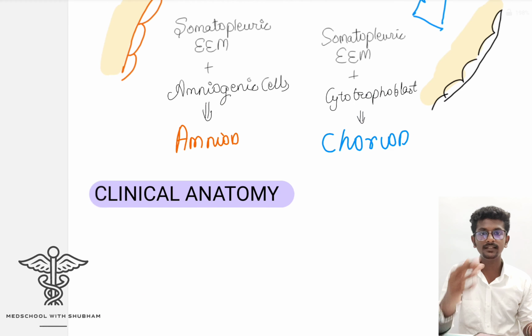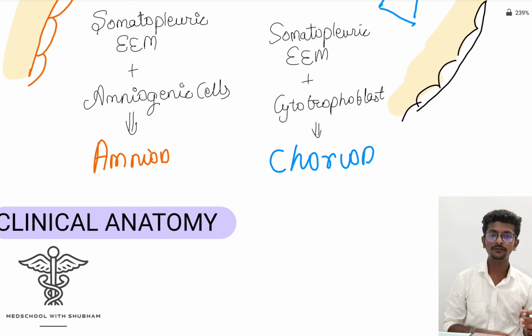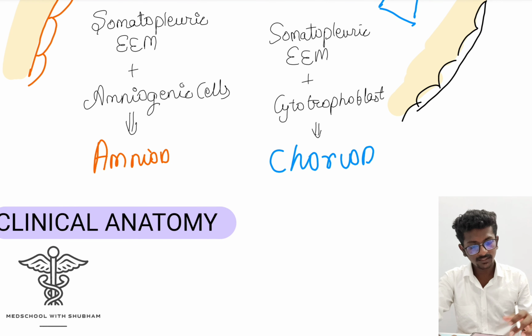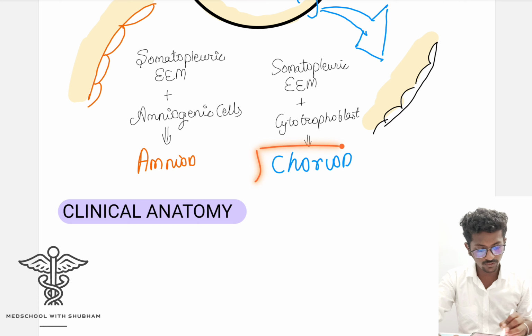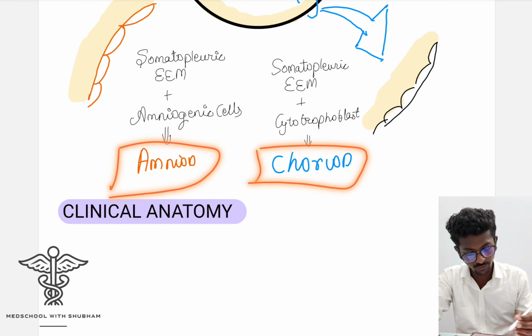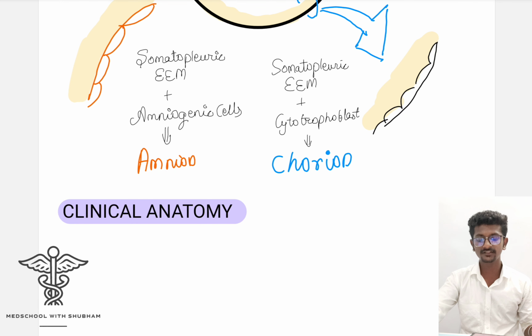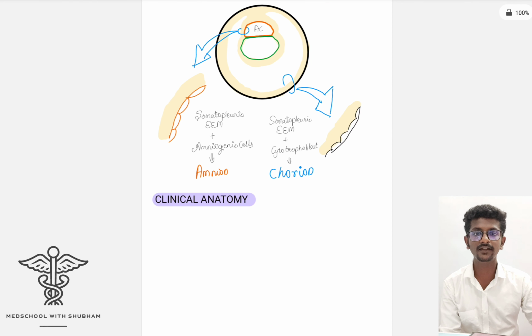The chorion and the amnion. Now this chorion and amnion are very important structures that we shall be learning in the upcoming lectures. But this is the base for understanding what actually is chorion and what actually is amnion. Many students don't actually understand from where the chorion comes, from where the amnion comes, what is somatopleuric extraembryonic mesoderm, what are the amniogenic cells. They just learn these things by rote, and then they forget everything.